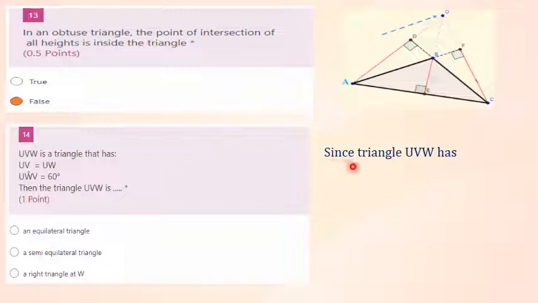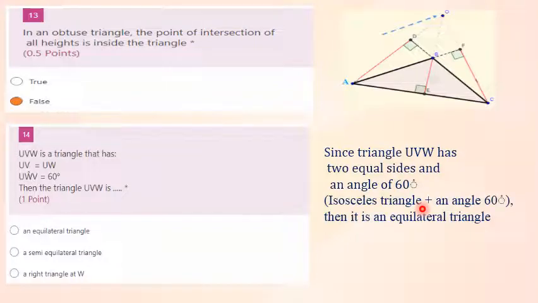Since triangle UVW has two equal sides and an angle of 60 degrees, I can directly conclude that it's an equilateral triangle, applying the rule that I can prove a triangle is equilateral if it's an isosceles triangle with an angle of 60 degrees. So this is our correct answer.